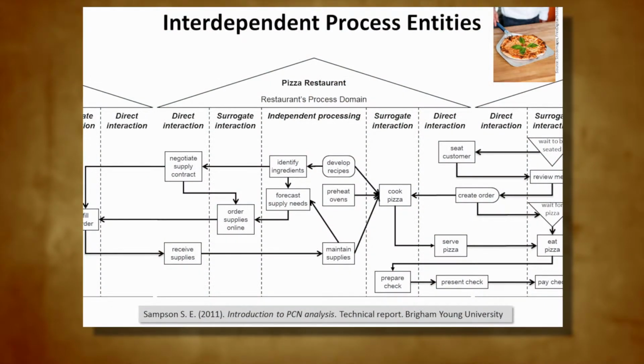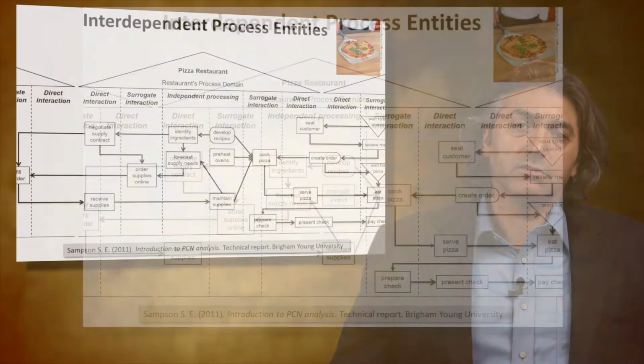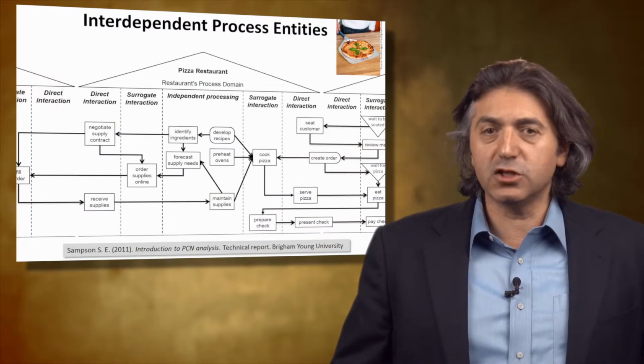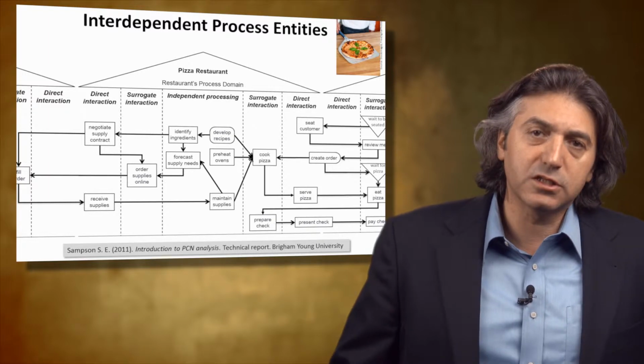In this kind of process diagram, the pizza place is a focal process entity. There is what the pizza place does when interacting with others, the region of direct interaction. There is what the pizza place does with resources and information of others, the region of surrogate interaction. There's what the pizza place does on its own with its own resources and information, the region of independent processing.